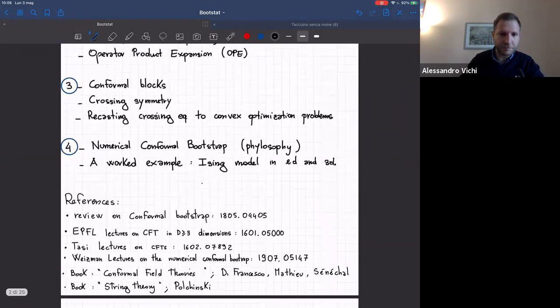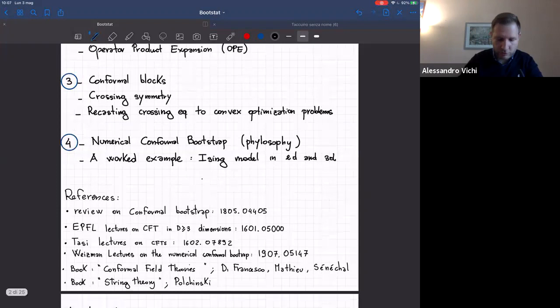There are already many reviews on conformal field theories in various approaches and various directions. And this is a collection of them. There is a review written by myself, Slava, and David Poland. Then there are older lectures given in courses at the EPFL and during the beautiful school at Cargèse. There is a Weizmann lecture written by Shai Chester, which is very nice and very introductory. And then, of course, there are books where you can find conformal field theories. And there is also the standard book on string theory, which discusses conformal field theory to some extent. All right, we are ready to start.